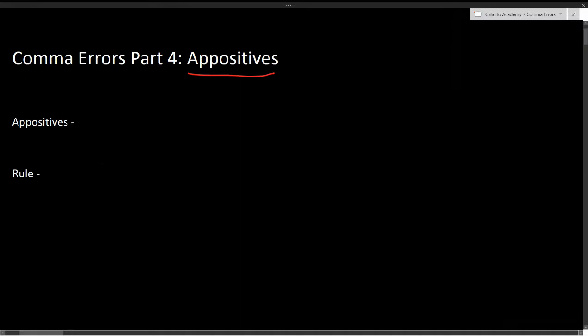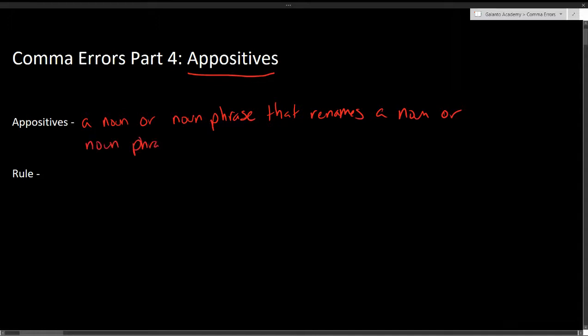So appositives are when you have a noun or noun phrase that renames a noun or noun phrase within a sentence. And so what's important to know is that not all appositives will need commas.